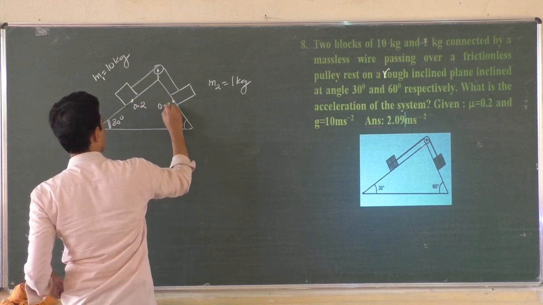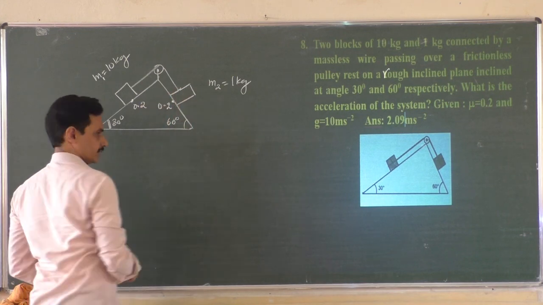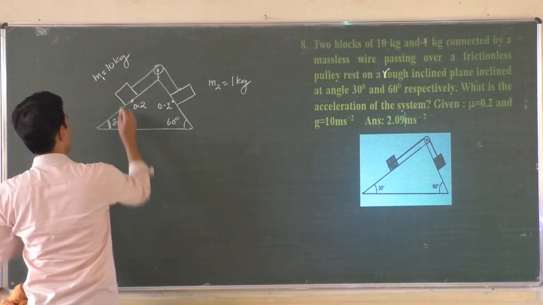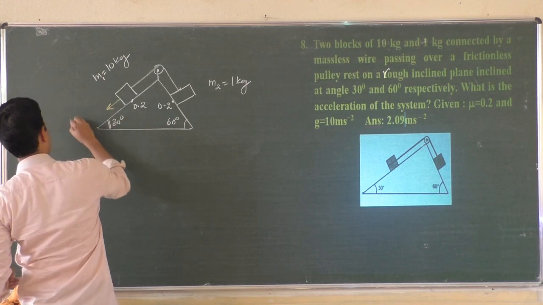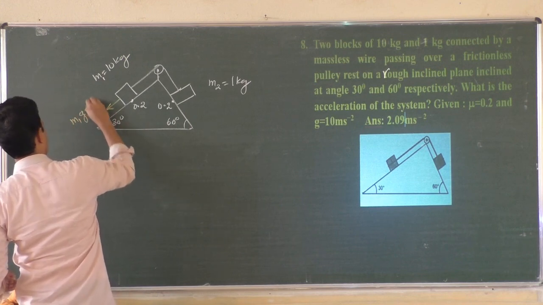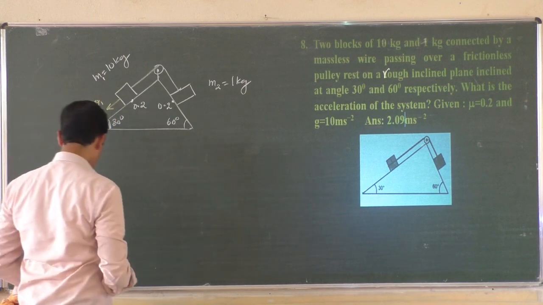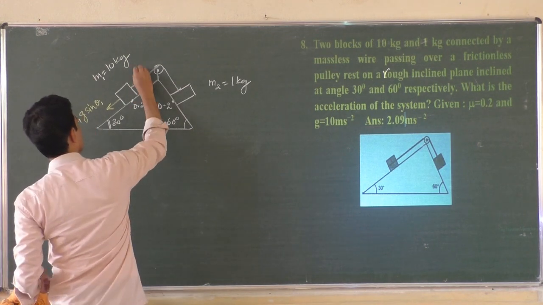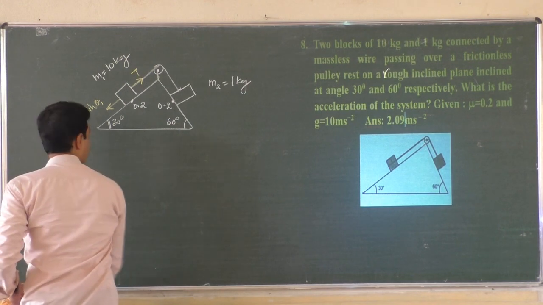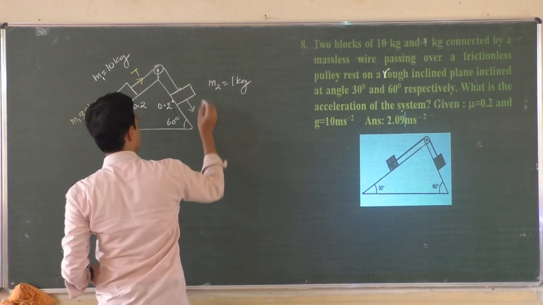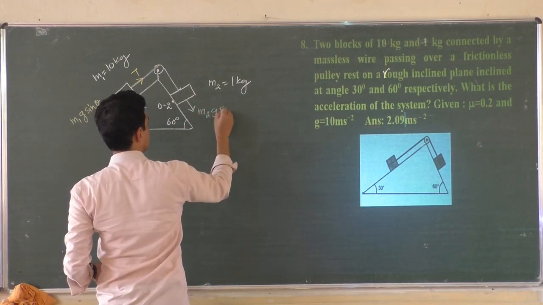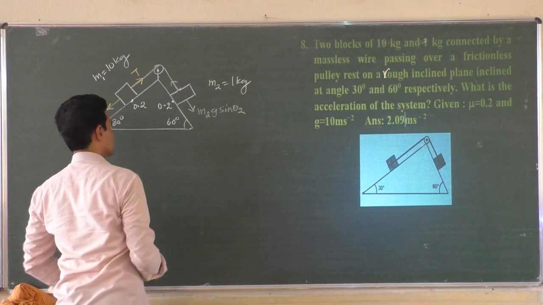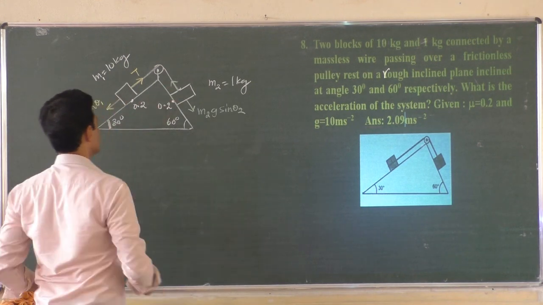Now, in this problem, if you want to write all the forces which will try to move the body: this body is moved down by a force of M1g sin theta 1, and it is opposed by a tension T. And this one is driven down by a force M2g sin theta 2, and at the same time it will have a tension. The same tension appears because it is a single string.